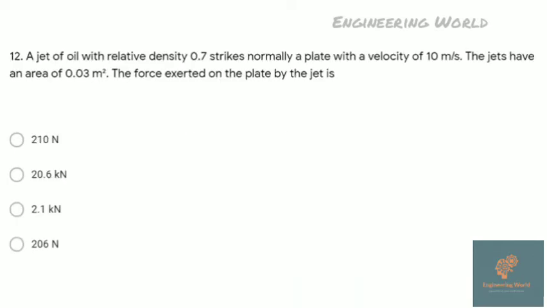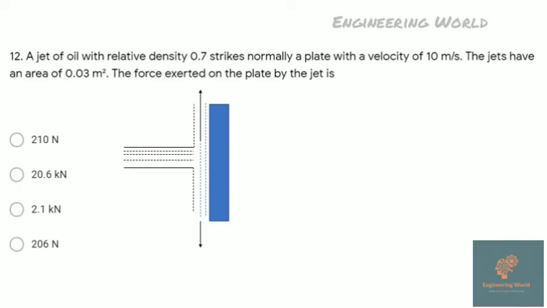Then a jet of oil with relative density 0.7 strikes normally a plate with a velocity of 10 meter per second. The jet has an area 0.03 meter square. The force exerted on a plate by the jet is, here this is a rectangular plate or just plate, and this is a jet. After striking on the plate, some liquid will go this side, some this side. Then as per Newton's second law, due to this jet, the force is exerted on the plate.